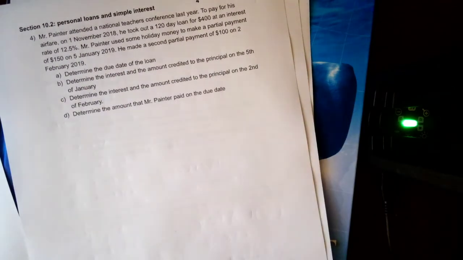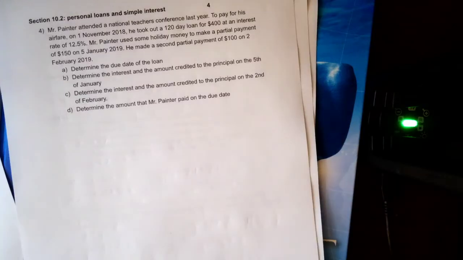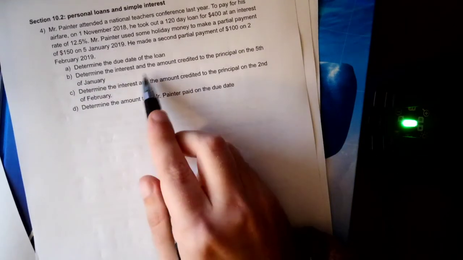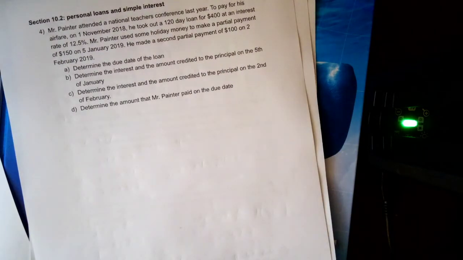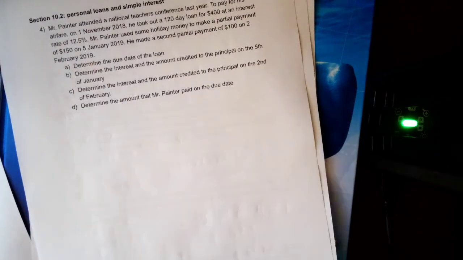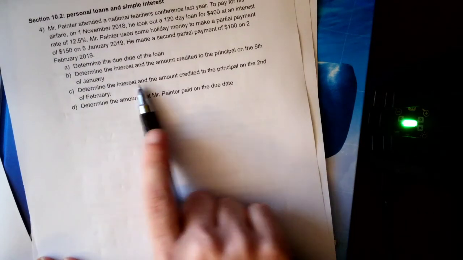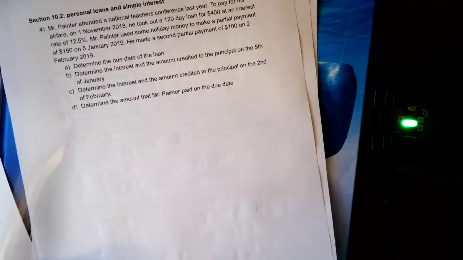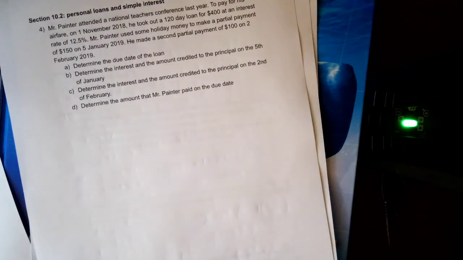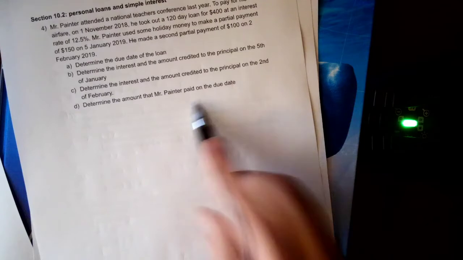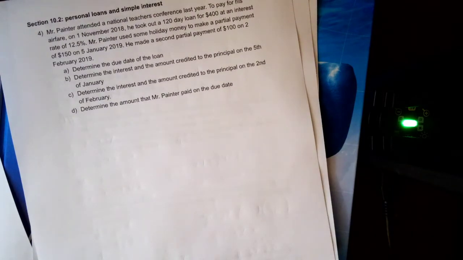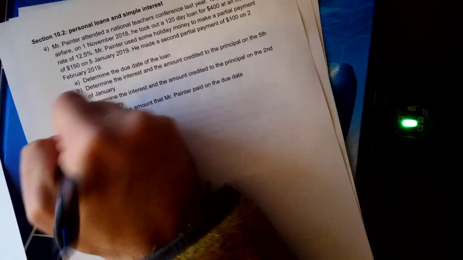Multiple parts. Let's read each part. Determine the due date of the loan. Part B. Determine the interest and the amount credited to the principal on the 5th of January. So I look at what happens when I make this payment on the 5th. C. Determine the interest and the amount credited to the principal on the 2nd of February. So I figure out what happens on the 2nd of February. And then I determine the amount that Mr. Painter, myself, paid on the due date. I look at each of these values. I have to walk through the different portions. So, let's do part A first.